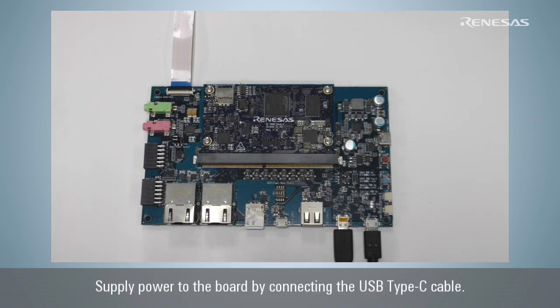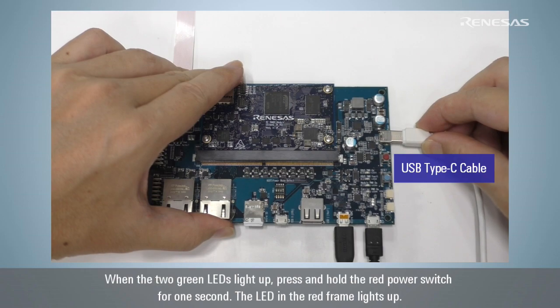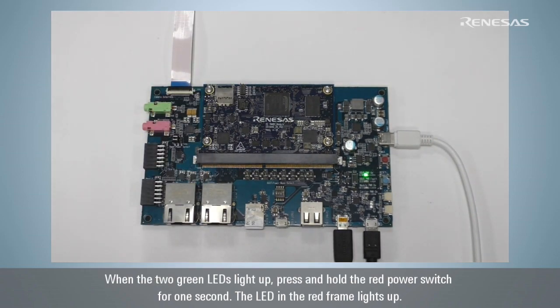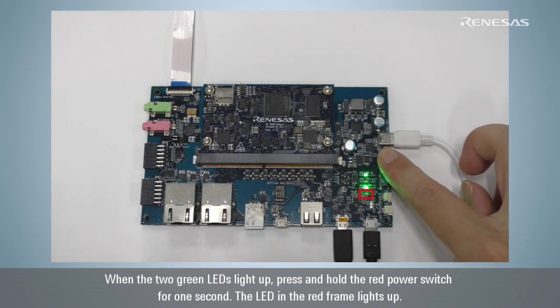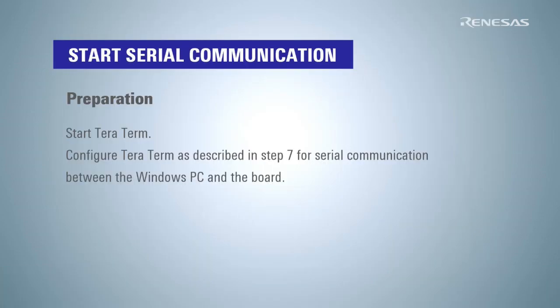Supply power to the board by connecting the USB Type-C cable. When the two green LEDs light up, press and hold the red power switch for 1 second. The LED in the red frame lights up. Start TerraTerm. Configure TerraTerm as described in Step 7 for serial communication between the Windows PC and the board.